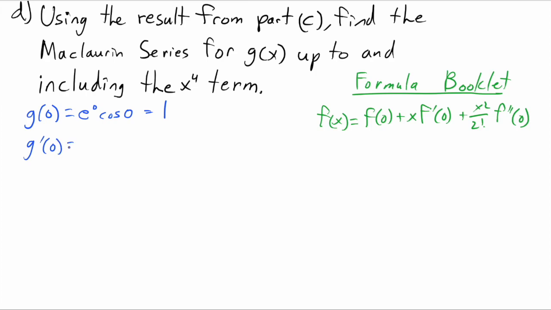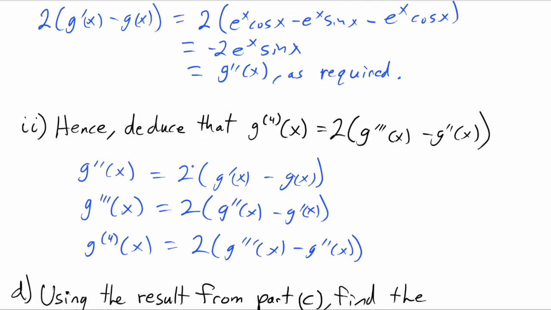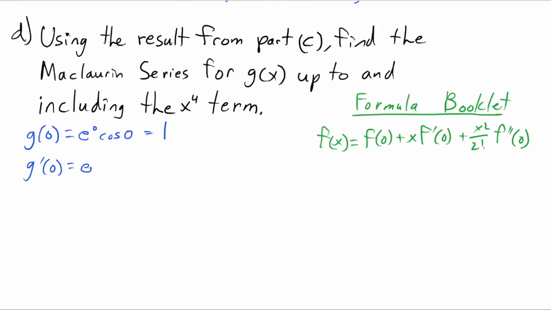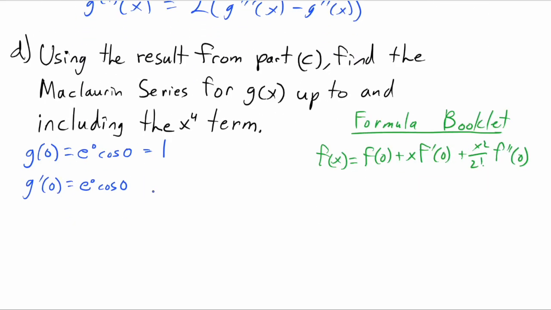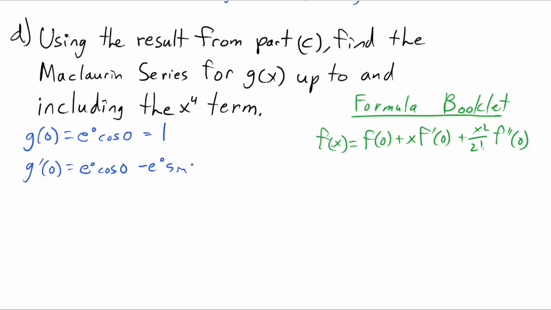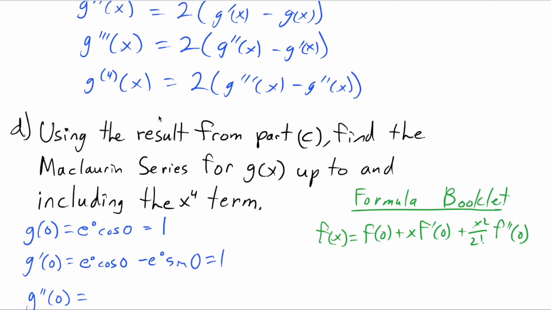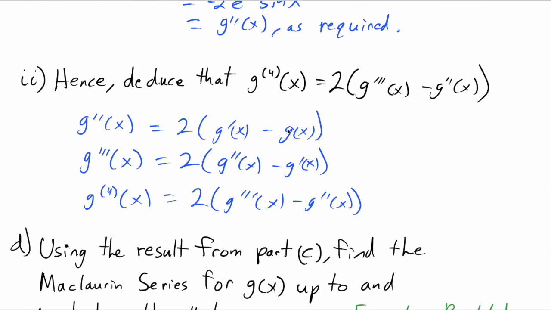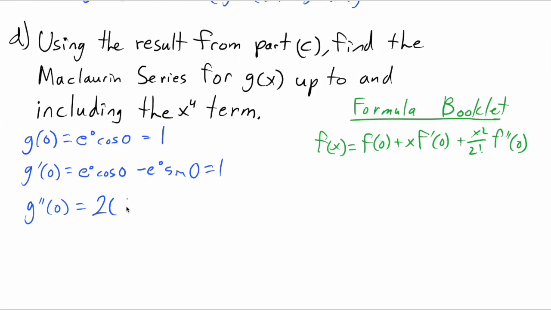g prime of 0, we worked out the first derivative already. It's e to the 0 cosine 0 plus, what was that, minus e to the 0 sine 0, but sine 0 is just 0, so this part's irrelevant. And we have a 1. Now g double prime of 0, we have to use the result from part C. It's pretty easy actually to subtract these values. So we have 1 minus 1, which equals 0.